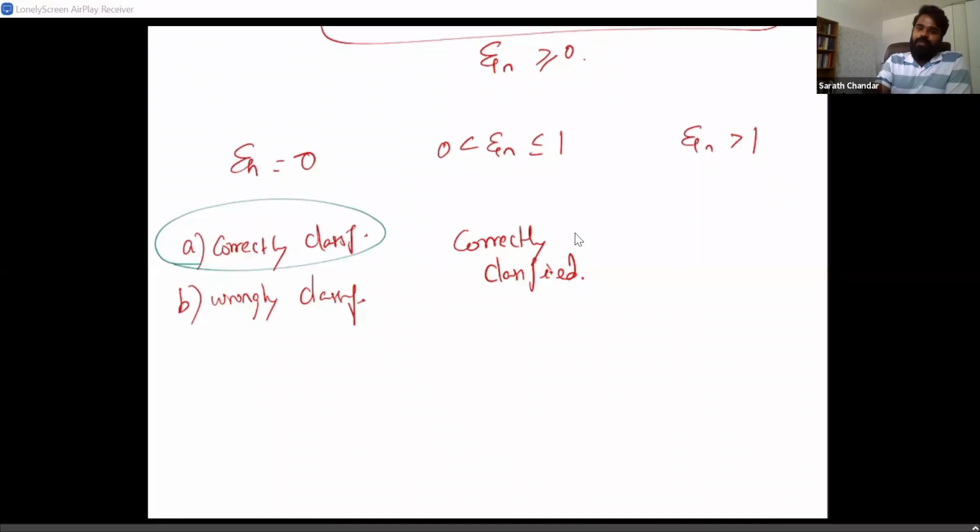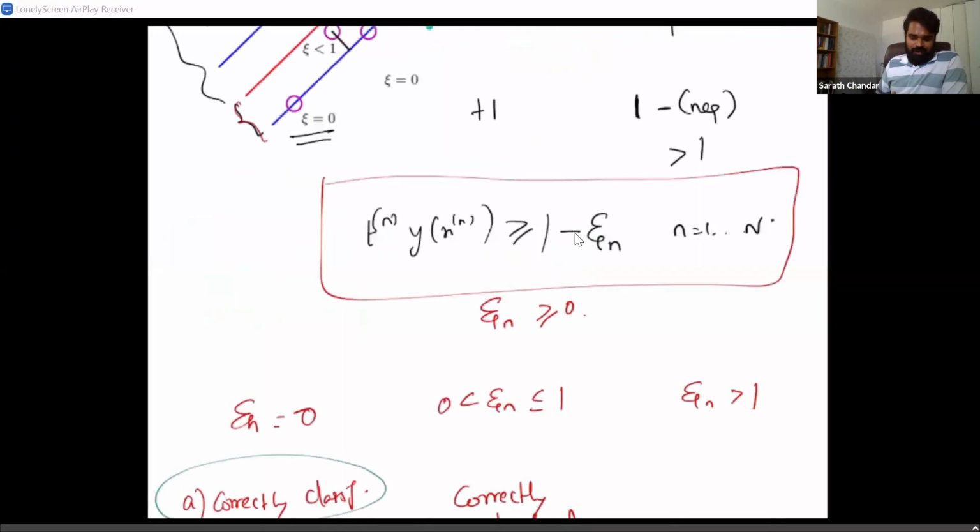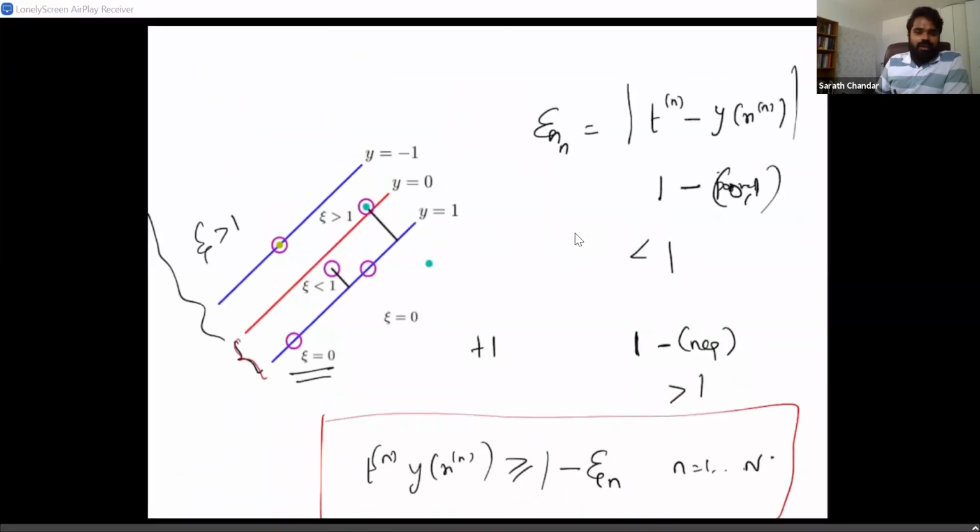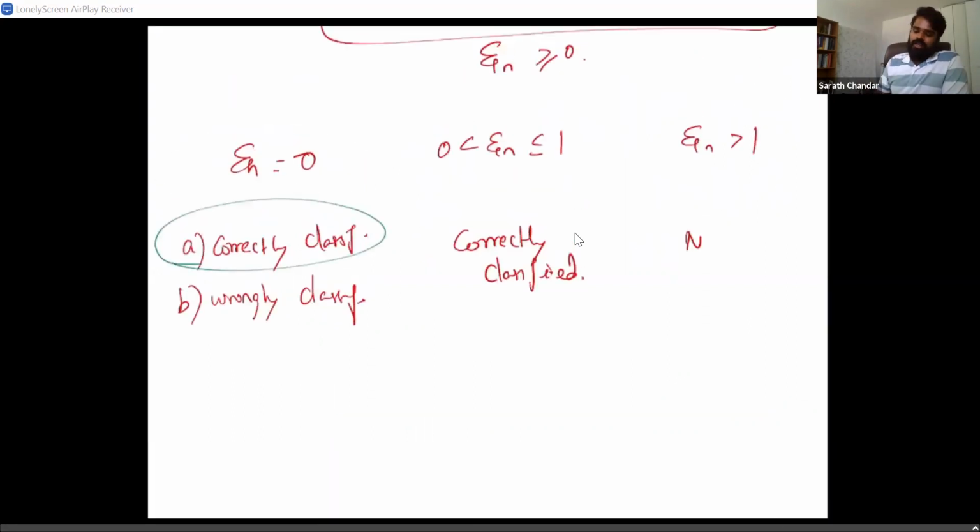Now, instead of doing the poll, I'm just going to ask you to think about it. What happens if epsilon n is greater than 1? Epsilon n greater than 1 means that the data point has crossed the decision boundary. Even though this specific blue example should be within the decision boundary, it is outside the decision boundary. So now this is not correctly classified.